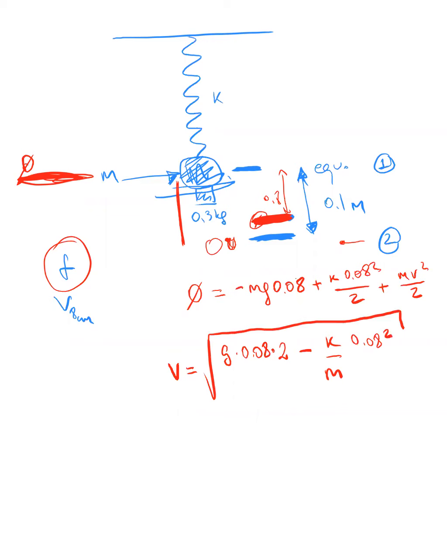G is 10, so I may as well write 10 in here. And I have this k over m, which I don't know, but in part A we figured out how to find it. So this k over m, even though I don't know k and I don't know m, this ratio I can find. I don't remember now what the ratio was. I think it was 0.005. So I will plug it in here, and this will give me the velocity.